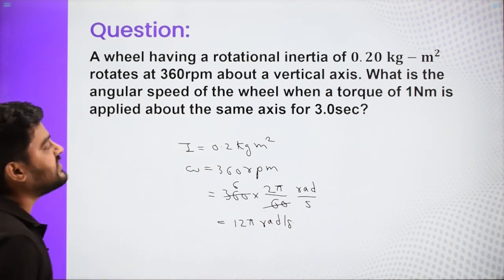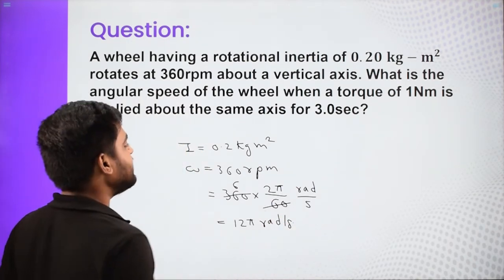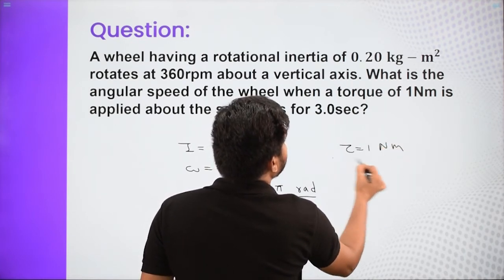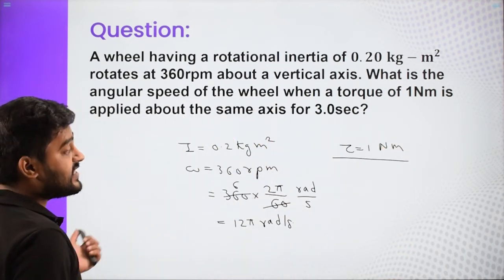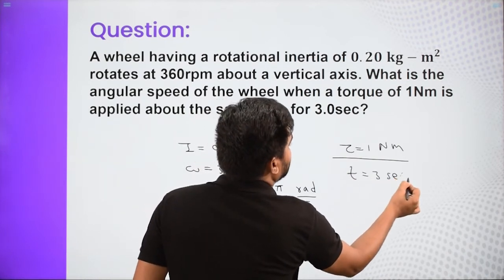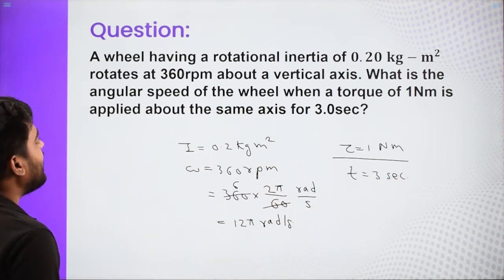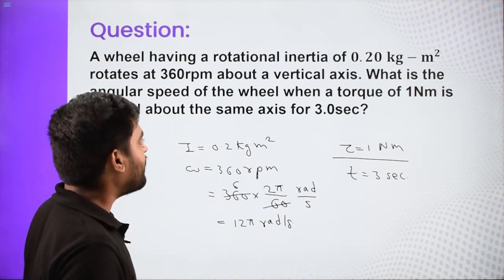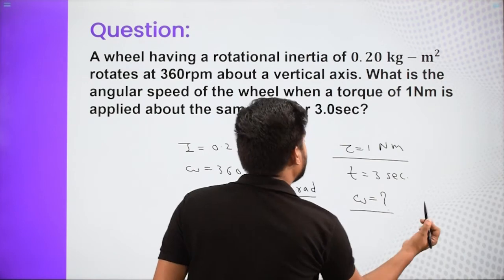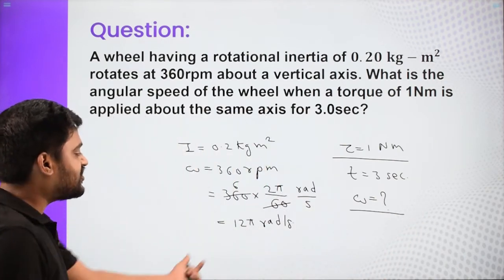Next given thing is the torque. Torque is nothing but 1 Newton meter, which is already SI unit. Then it is applied for 3 seconds, so time is given to us, 3 seconds. And then they are asking what will be the angular speed of the wheel. So we will say that final omega is asked to us.